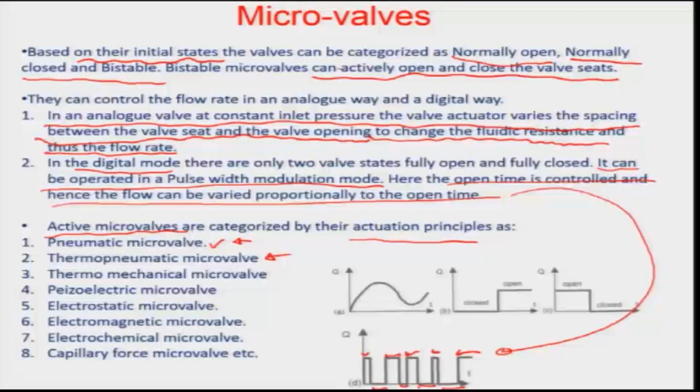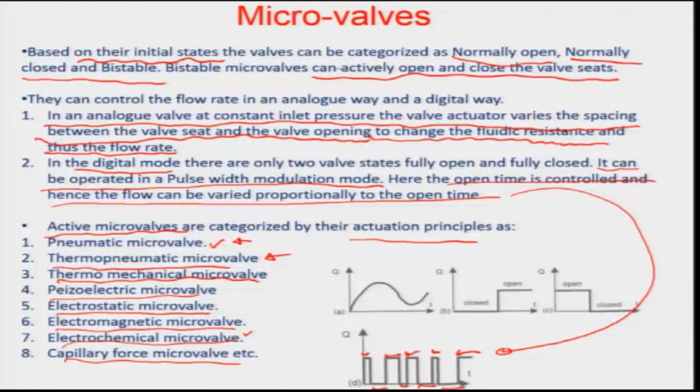Then there are of course thermomechanical microvalves. So are piezoelectric microvalves, electrostatic microvalves, electromagnetic microvalves, electrochemical microvalves, and capillary force microvalves. We will probably see one or two of those cases and try to study how the engineering design of such valves can come off.